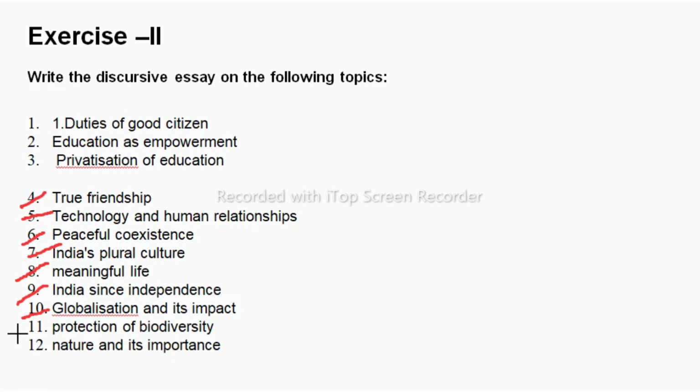The next one, the second last, is protection of biodiversity. First of all, let's see the meaning of biodiversity. Biodiversity is defined as the variability among living organisms from all sources, including, inter alia, terrestrial, marine, and other aquatic ecosystems and the ecological complexes of which they are part. Biodiversity means all the animals and humans come under that, including plants as well. This includes diversity within species and ecosystems.